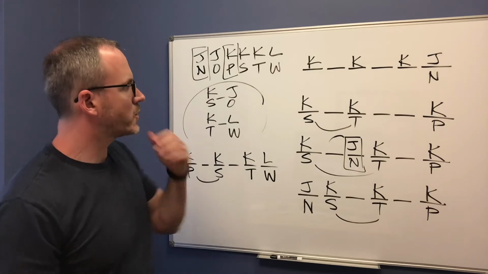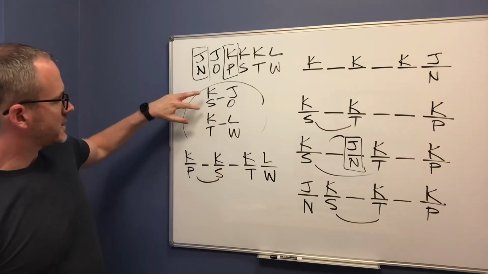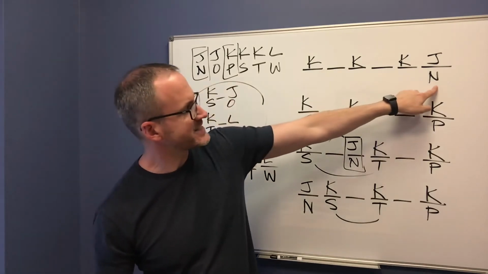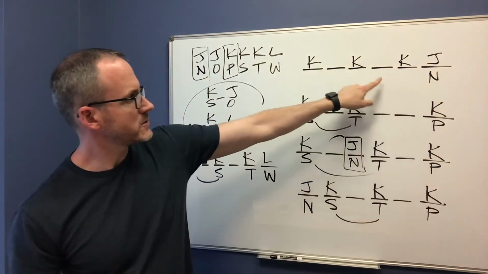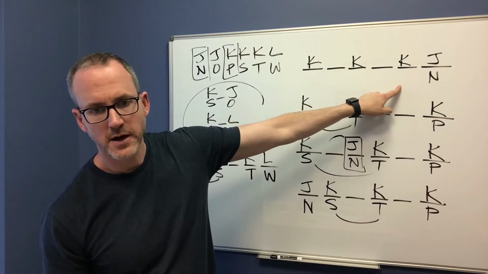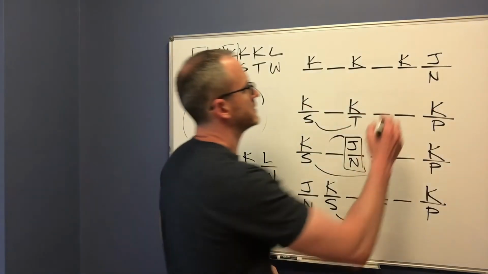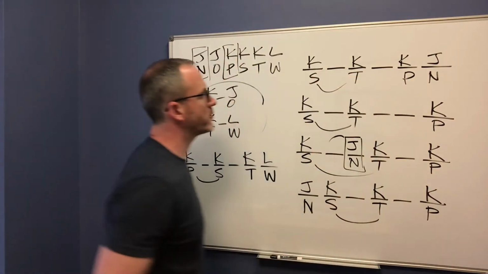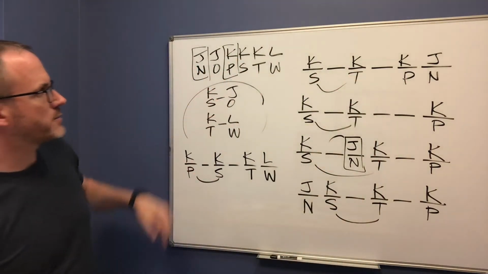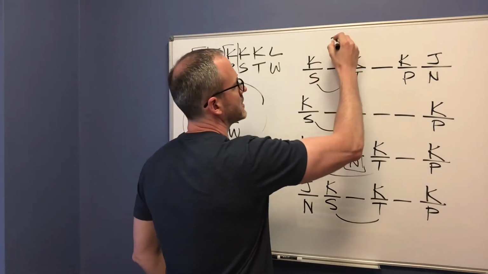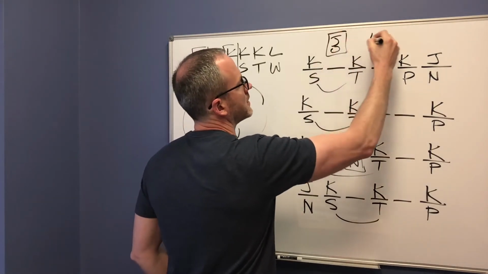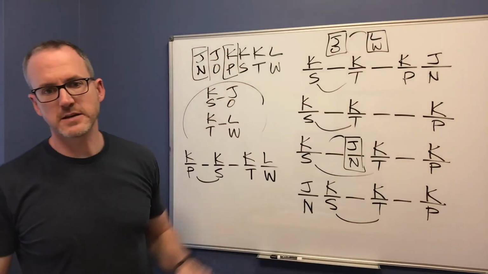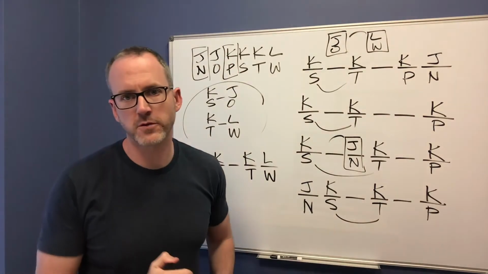What do I know at this point? I know that KS and KT have to have something after it, but it's not going to be JN, right? So this K right here has to be P, okay? So this is going to be P, and then we have S and T, again going back and forth, and then J, O, L, W are going to come in here. I don't know where they're going to go. It really depends on S and T. Okay, so they're going to be going back and forth as well.